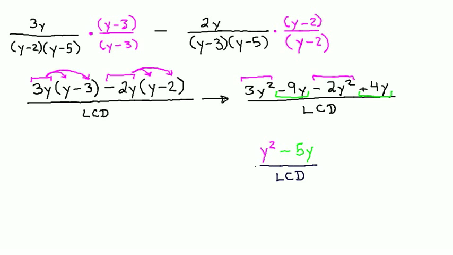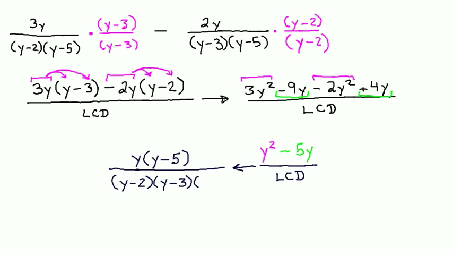In the very next step, let's start working over to the left where we have some space. I'm going to put the LCD factors back in, and I'm also going to factor the numerator. The numerator has a common factor of y. Taking that out gives me y times y minus 5. And the factors in my LCD were, in any order, y minus 2, y minus 3, and y minus 5.